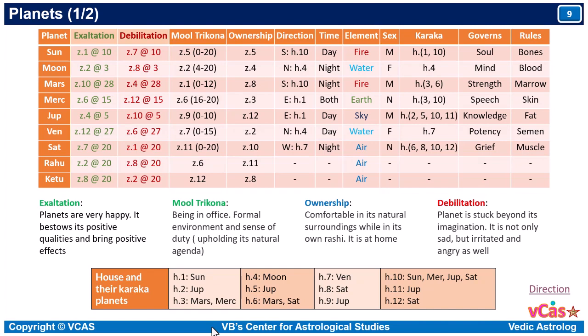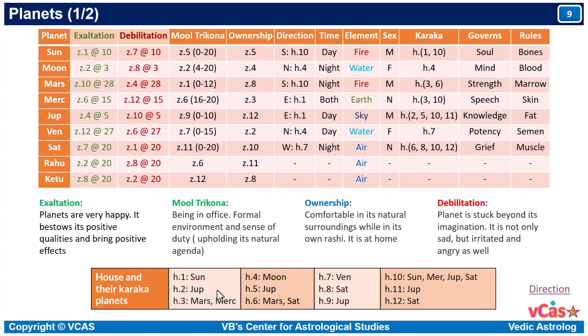Planets have characteristics like exaltation, debilitation, multikona, ownership, direction, and so on. For example, the Sun is exalted at 10 degrees in Aries and debilitated at 10 degrees in Libra. It has its multikona between 0 to 20 degrees in Leo and ownership in the rest of Leo. It gets directional strength in the 10th house, governs the soul, and rules bones.